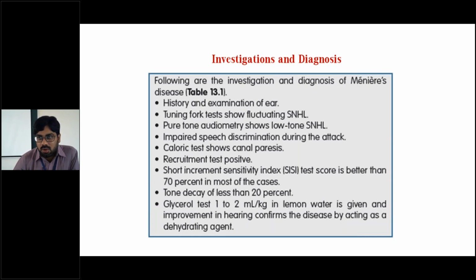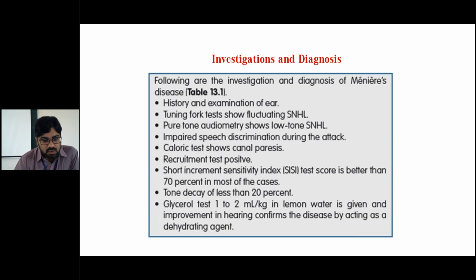When you have a problem with your cochlear nerve or vestibular nerve, generally, sorry, the vestibular nerve will cause vertigo, right? When you have a problem with your cochlear nerve, then there will be impaired speech discrimination. And a caloric test will definitely show some canal paresis, and recruitment will test positive, and the short increment sensitivity index, SISI test, will be done, which is generally better than 70% in most cases.